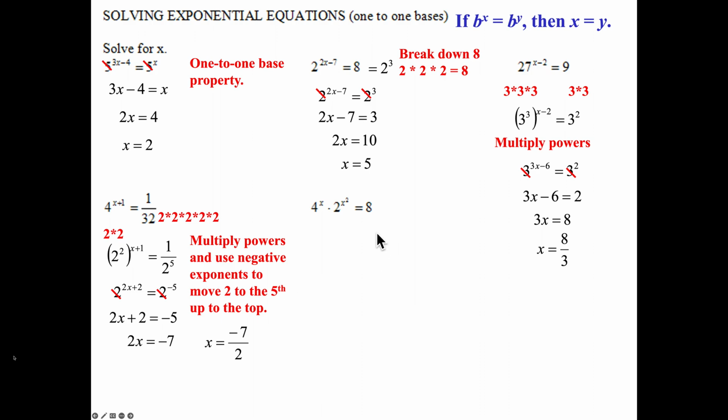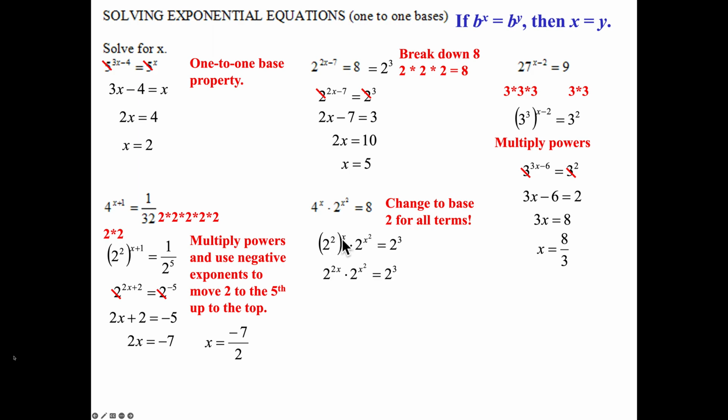And our last example, kind of tricky here. 4 to the x times 2 to the x squared equals 8. Everybody needs to be changed to base 2. So 4 becomes 2 squared to the x, times 2 to the x squared. No change there. And 8 we saw from earlier is 2 to the third. But this is 2 base 2's to 1 base 2. So we're going to have to multiply these like bases. And if you know, when you multiply like bases, you have to add the exponents.